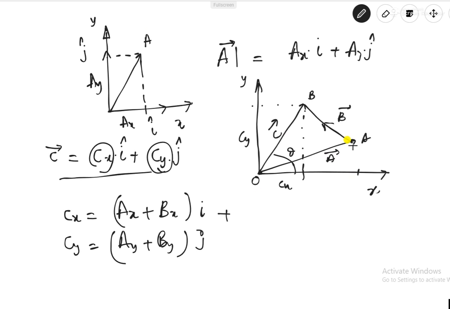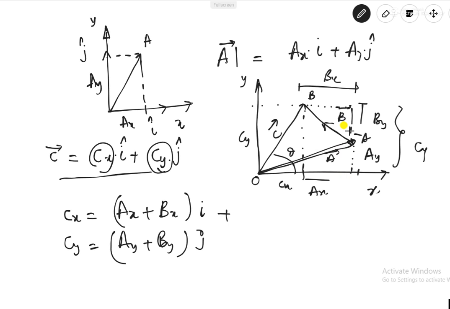So now we will resolve this vector A, only A. In the y direction it is AY, and this is AX, right? Similarly for this vector B, we are resolving like this. Which is parallel to X is BX, and this is BY. So this total is CY, right? And from here to here, this is CX. So this is how it was resolved.